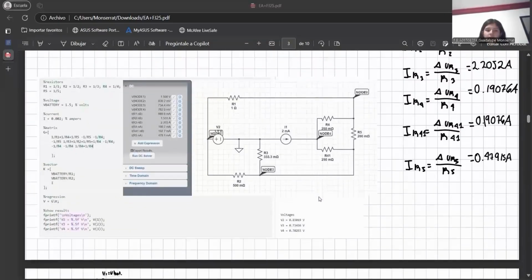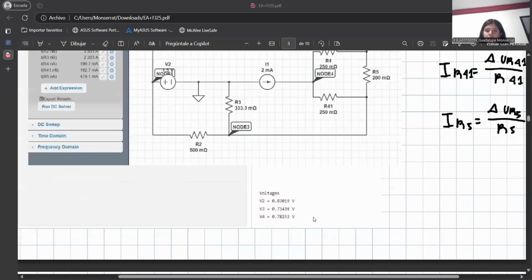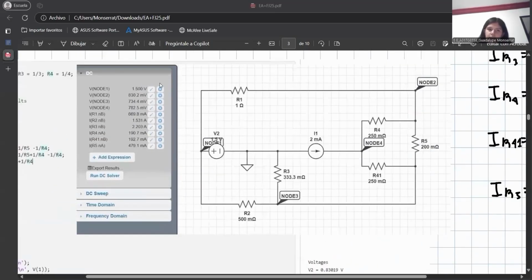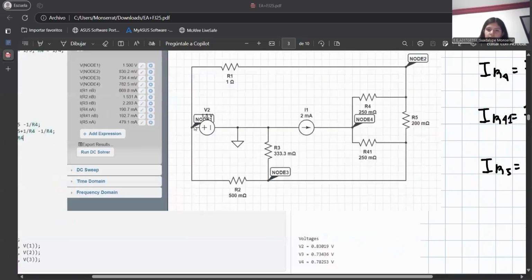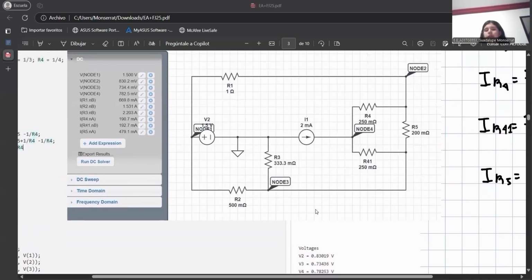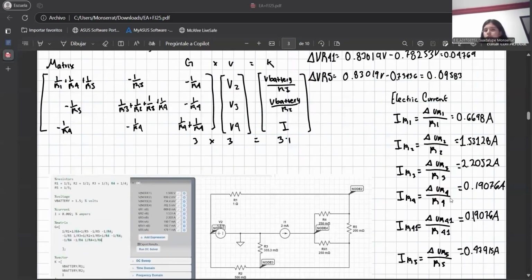Here we have the MATLAB code, which gives us these voltages, and the CircuitLab circuit gives us the same voltages, but with minor discrepancies also from the roundings of each program. And then we also have the electric current for each resistance, and we also have them here.